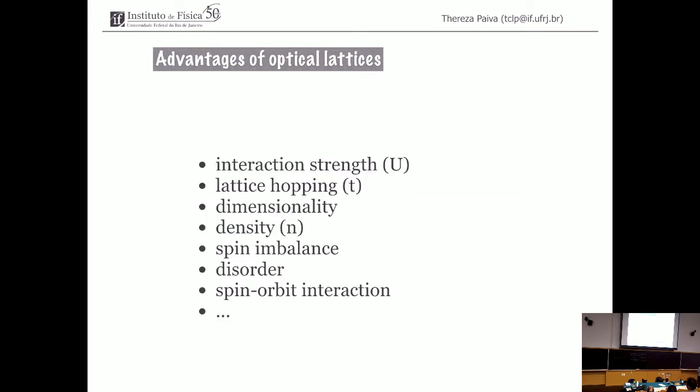So the idea of using an optical lattice to study a strongly correlated system comes from the control we have in the systems. As Raimundo also briefly mentioned, the interaction strength between the atoms is controlled by a Feshbach resonance, and we do have control of the strength of the interaction. The lattice hopping can also be controlled. If we make the wells deeper or shallower, we increase or decrease the hopping amplitude, the dimensionality by the number of lasers, the density of how many atoms we keep or evaporate out of the system, spin imbalance, disorder, spin orbit interaction.